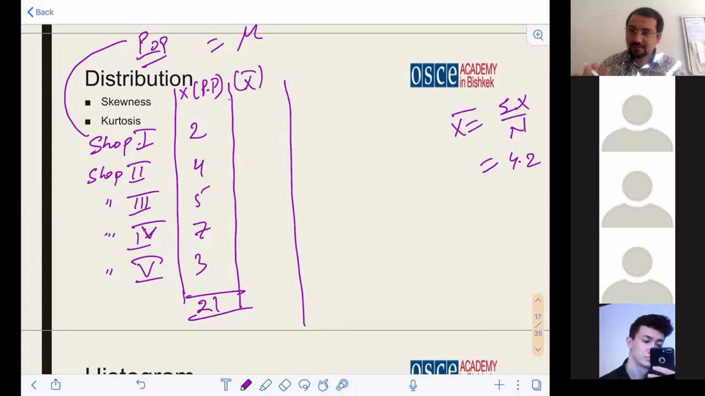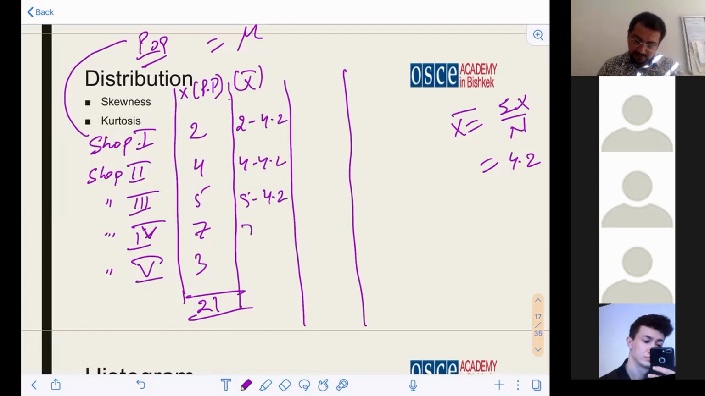So how far is the first price of pizza from the average? So 2 minus 4.2. Okay, very quickly. 4 minus 4.2, 5 minus 4.2, 7 minus 4.2, 3 minus 4.2. So this is going to be my x minus mu. Actually, I have to write mu because this is a population.